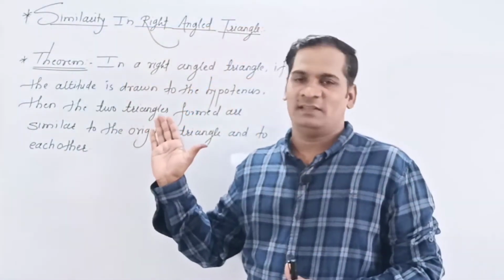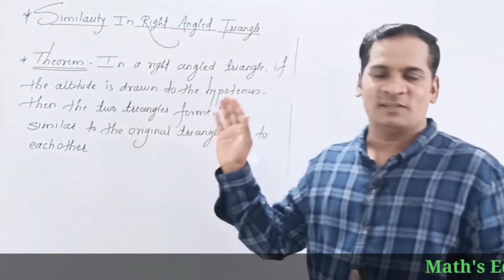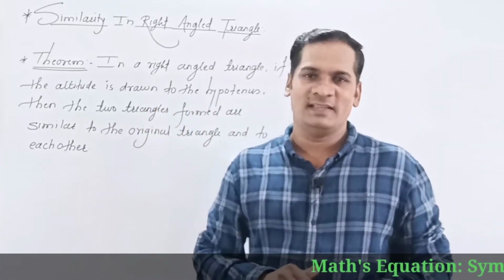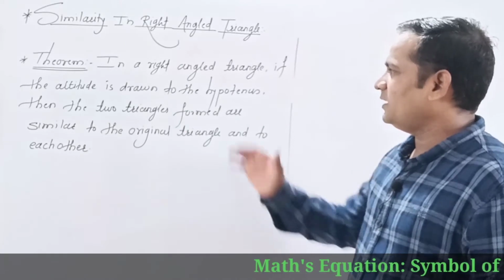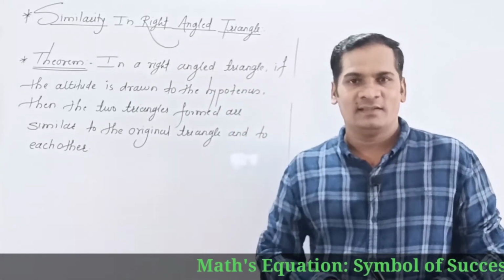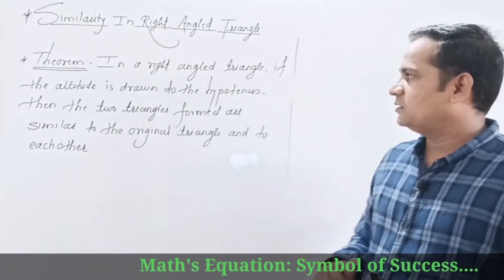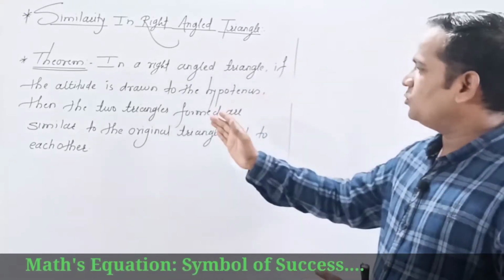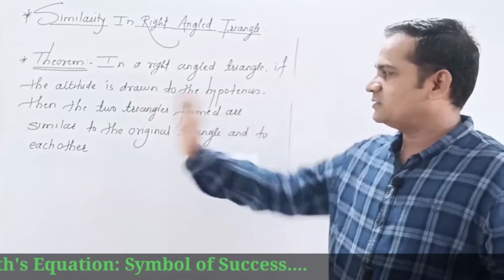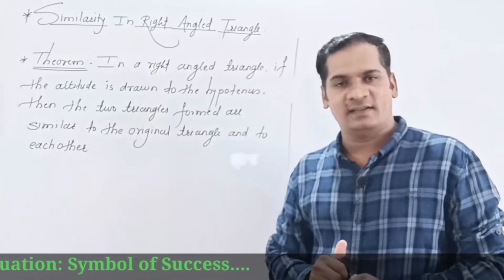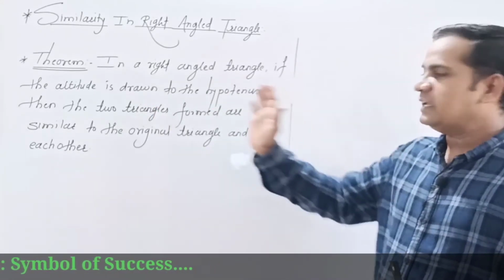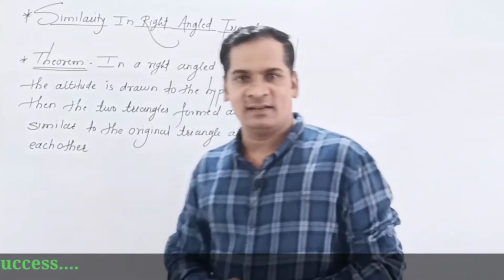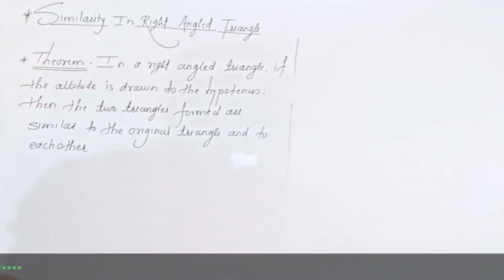Now this is the first point, which is similarity in a right angle triangle. So what is that similarity in a right angle triangle? Look at this. In a right angle triangle, if altitude is drawn to the hypotenuse, then the two triangles formed are similar to the original triangle and to each other. Okay, so this is the similarity in a right angle triangle. So let's prove this theorem.